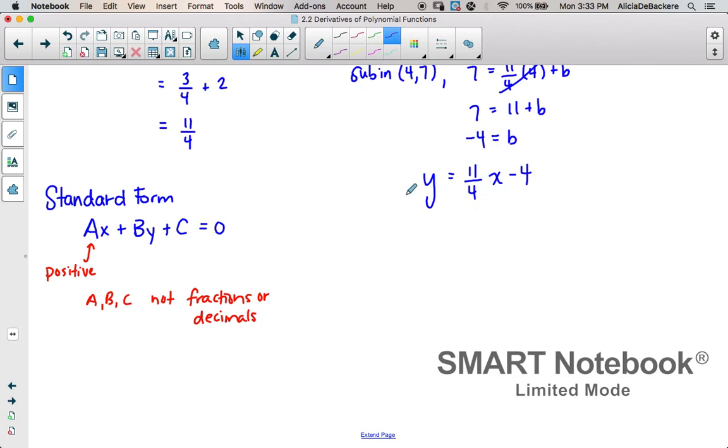So in order to clean this guy up and change it to standard form, I need to get rid of the denominator 4. So I'm going to multiply both sides of the equation by 4. And what that means is I'm multiplying each term by 4. And then I'm just going to rearrange this. I want the x term to be positive, so I'm going to leave it on the right-hand side, and I'm going to bring the y term over to join it. And there's my final answer.